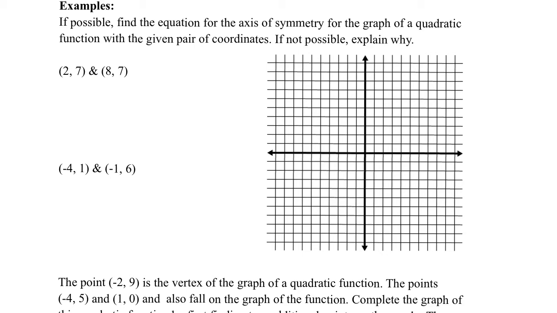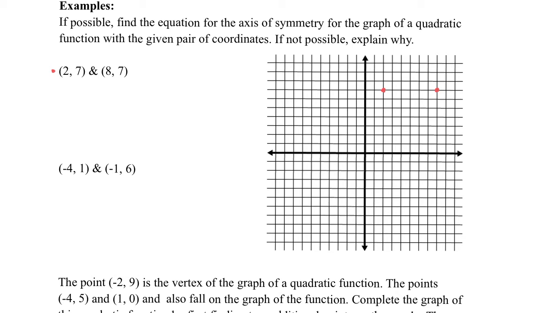Well, let's plot them and see. We'll do this one in red. So 2, 7 is going to be right here, and 8, 7 is going to be right here.